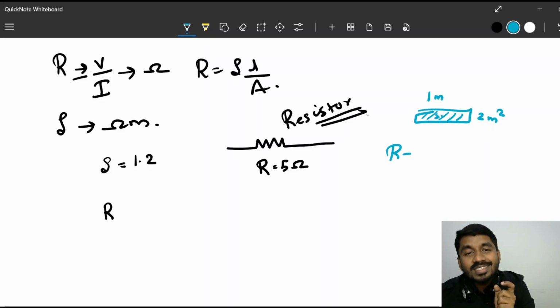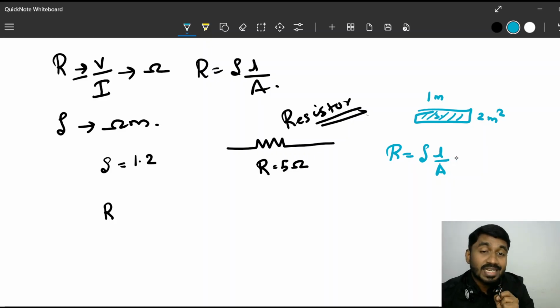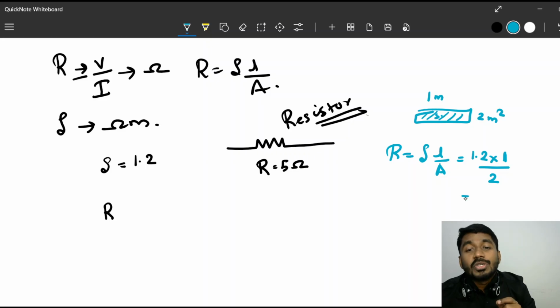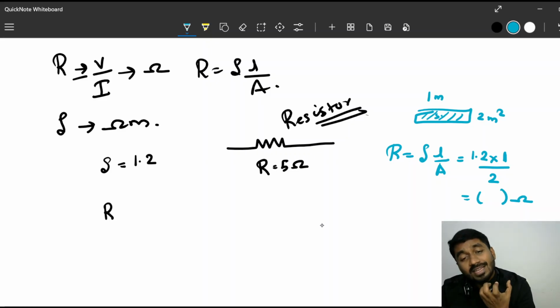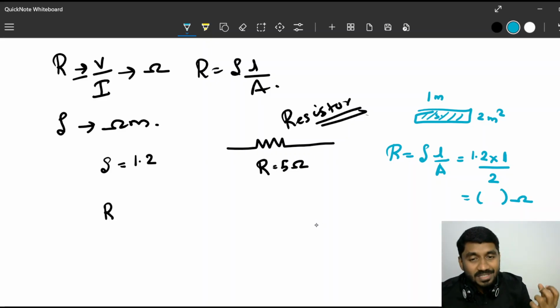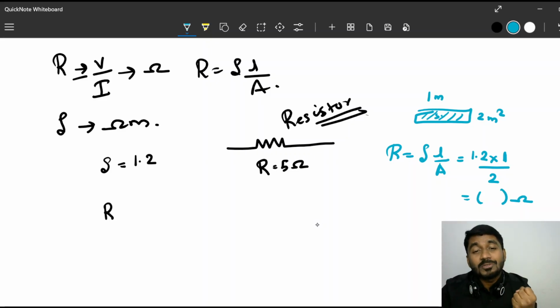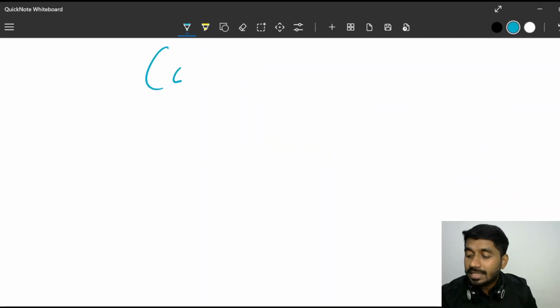We can find it. Resistance equals resistivity of the steel times the length you have taken divided by the area you have taken. Resistivity is 1.2, length I have taken is 1 meter, area I have taken is 2. You will get the answer as resistance in ohm. So resistance depends on these three factors. If you take a material having high resistivity, definitely it will have a higher resistance also. This is how these things work, this is how you need to explain in the questions, and this is how you can do the numericals. Clear?